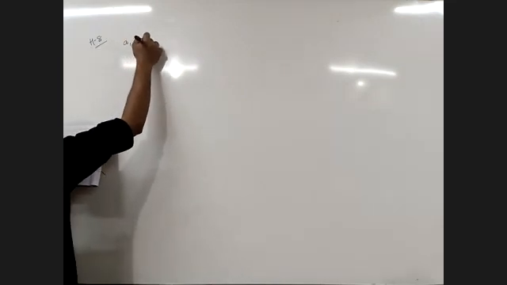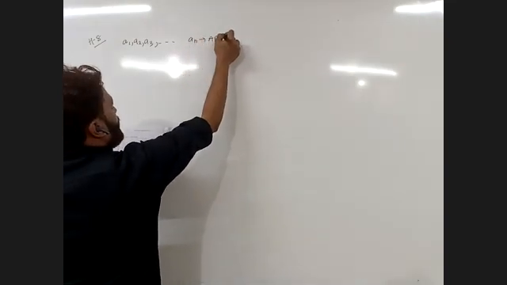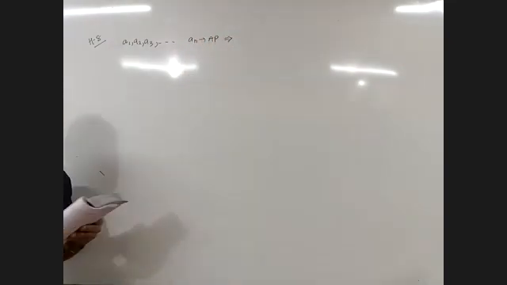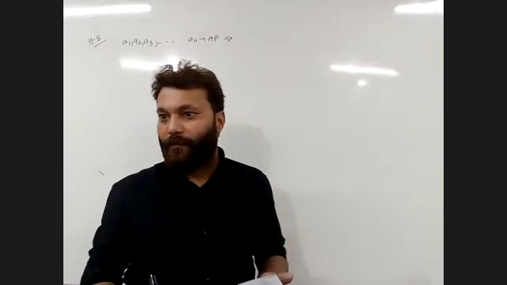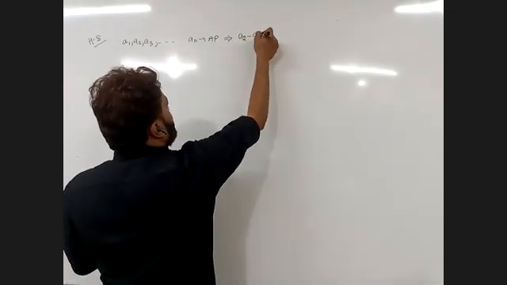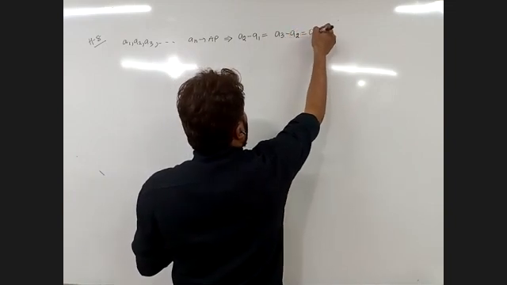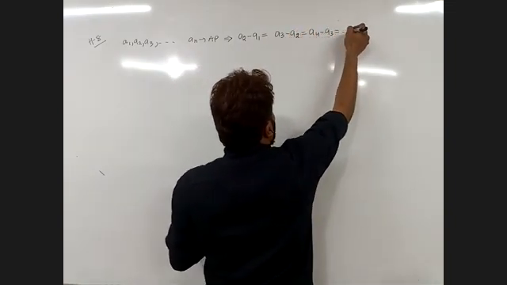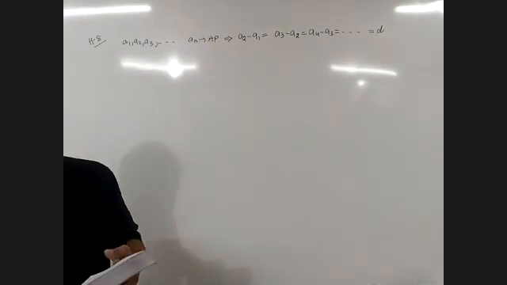a1, a2, a3, and so on till an. They are in AP. See, if these terms are in AP, what is the necessary condition for the terms to be in AP? Common difference. So can we say that a2 minus a1 will be the same as a3 minus a2, a4 minus a3, and so on, and this will be equal to d? Right? The common difference is the same.